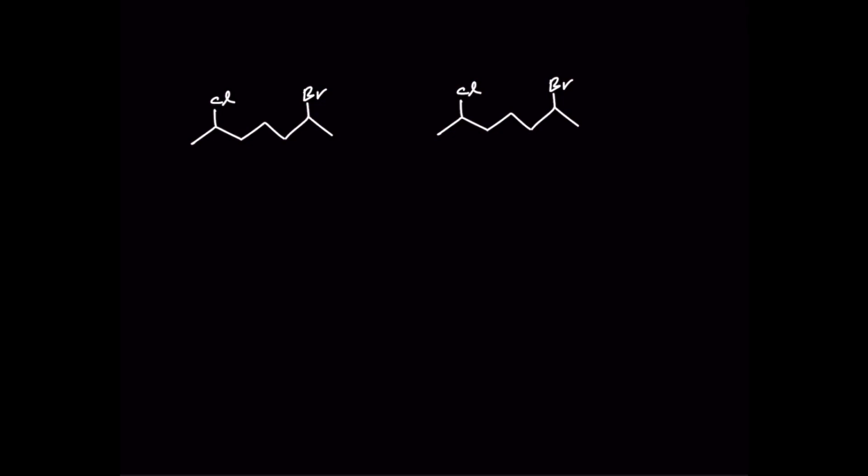Let us find out the correct IUPAC name for this molecule. We have 2 halogen atoms as substituents, one is bromine, another is chlorine. So, number it left to right, 1, 2, 3, 4, 5, 6, 7. In the other case, number it right to left, 1, 2, 3, 4, 5, 6, 7. So, the substituents are at 2 and 6 position in both the cases, whether we number it left to right or right to left.